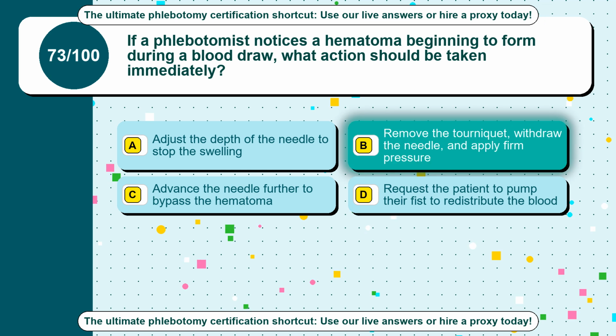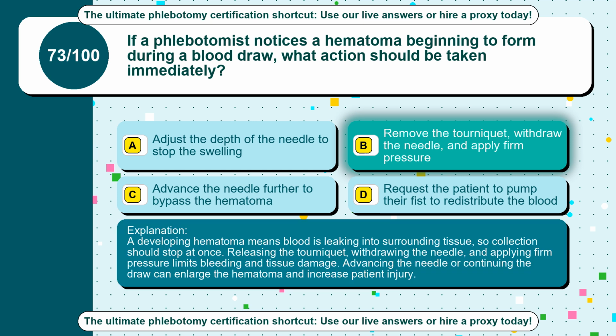The correct answer is option B. Remove the tourniquet, withdraw the needle, and apply firm pressure. A developing hematoma means blood is leaking into surrounding tissue, so collection should stop at once. Releasing the tourniquet, withdrawing the needle, and applying firm pressure limits bleeding and tissue damage. Advancing the needle or continuing the draw can enlarge the hematoma and increase patient injury.